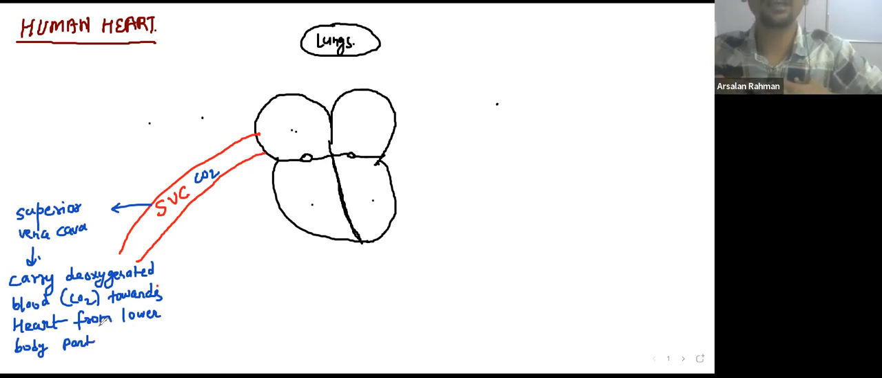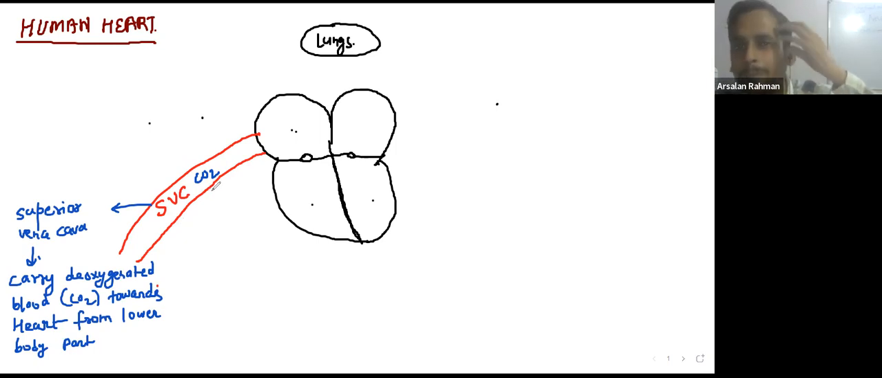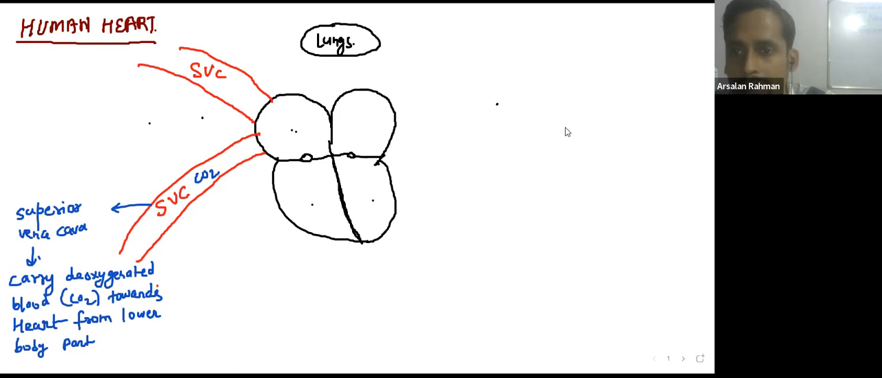Here is a heart. So I have structures located beneath the heart. We also require oxygen in blood in the brain. So there is another vena cava. Sorry, this one is called IVC.